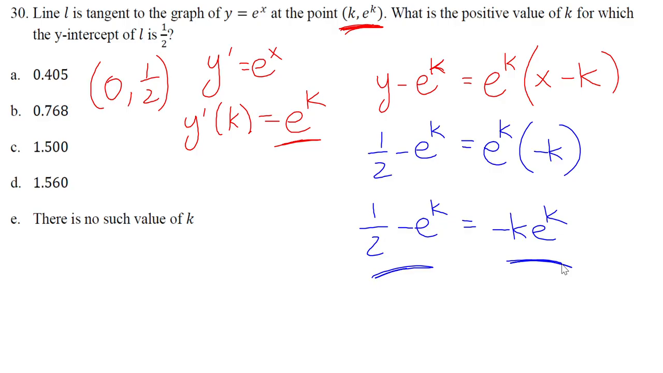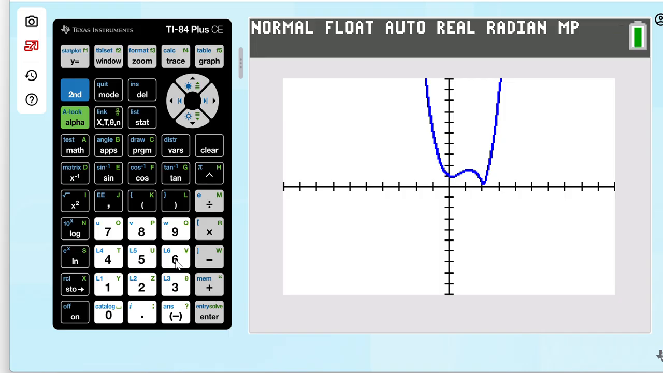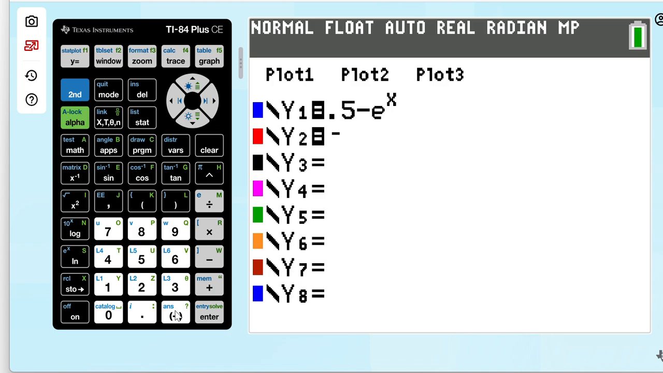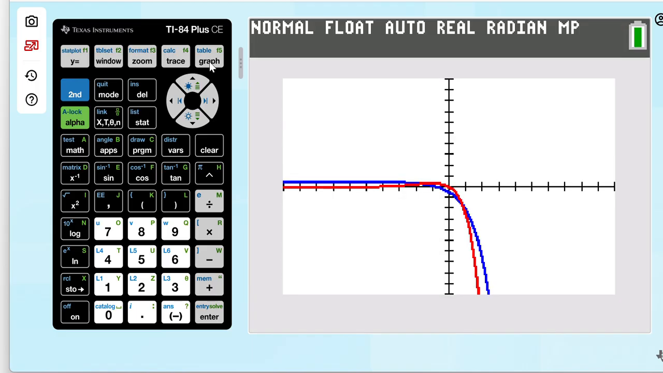So I will go back to my graphing calculator. I'm going to hit zoom and option 6 to put my window back to its standard range. I'm going to hit y equals, clear out that equation, and I'm going to graph 1/2, or 0.5, minus e to the x instead of e to the k. And I'm going to graph in the second equation, negative x e to the x, right? Instead of negative k e to the k. And I will graph them there. And it looks like they intersect a couple of times.